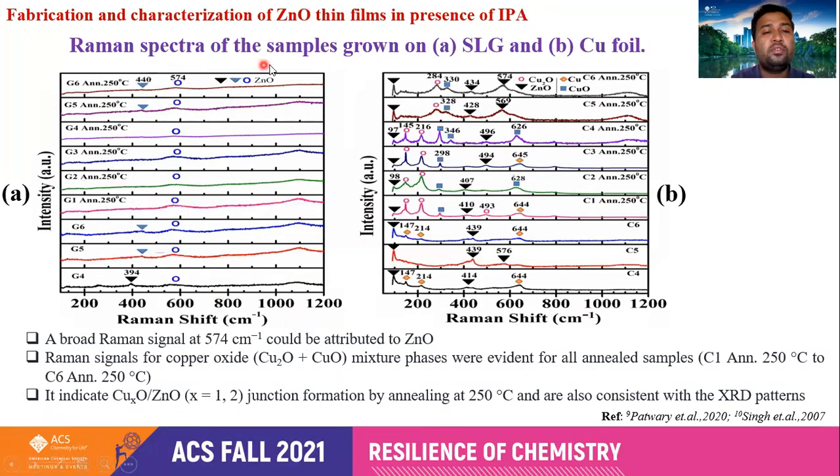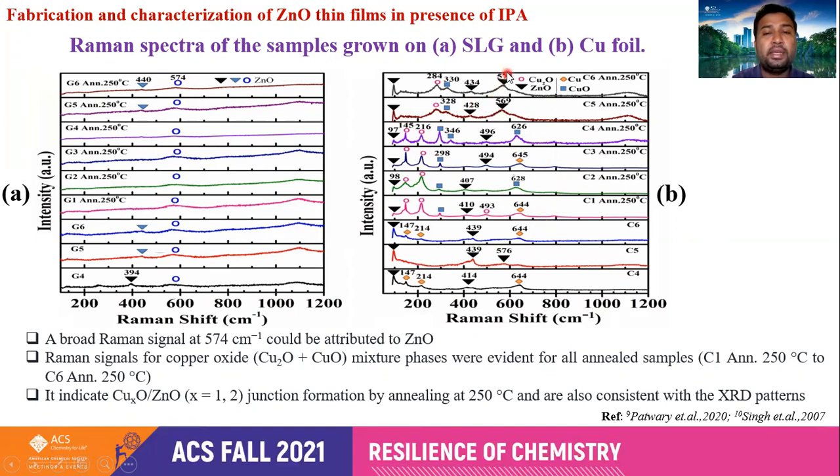Now the Raman spectroscopy for the samples grown on soda glass substrates and copper foil substrates. The first graph represents soda glass substrates and the second graph represents copper foil substrates. From the first graph, we see peaks at 394, 440, and 574, which confirm the presence of zinc oxide. But in the case of copper foil samples, we see a number of peaks for copper oxide, either cuprous oxide or cupric oxide, and also the zinc oxide phase is present. That means a copper oxide zinc oxide junction is produced when the sample is annealed, that means 250 degrees Celsius for 1 hour.